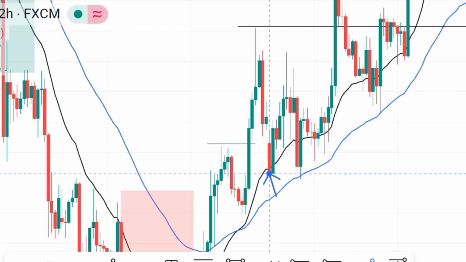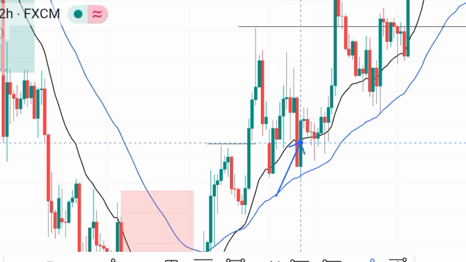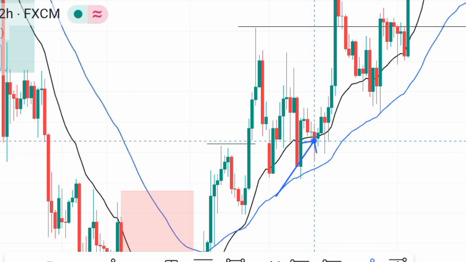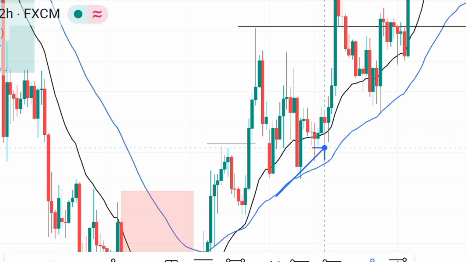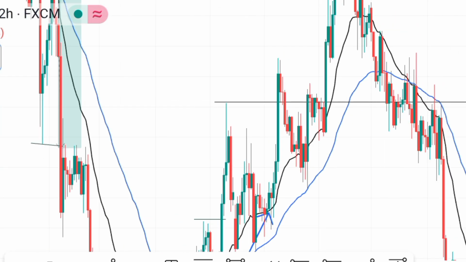You can see all these are bullish signals. This is a bearish engulfing candlestick pattern. This is an inside candle. Okay, these are doji candles. This is a hammer, sorry, and all of them are rejecting our 20 exponential moving average. That means there was a good buying opportunity right there.